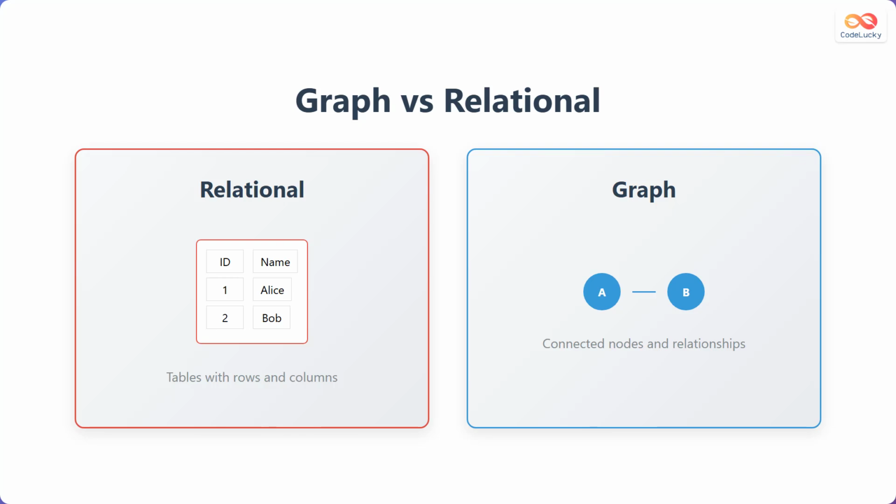In a graph database, data is stored as connected nodes and relationships. Each node represents an entity, and each edge represents a relationship between two entities. This structure makes it easier to represent and query complex relationships.